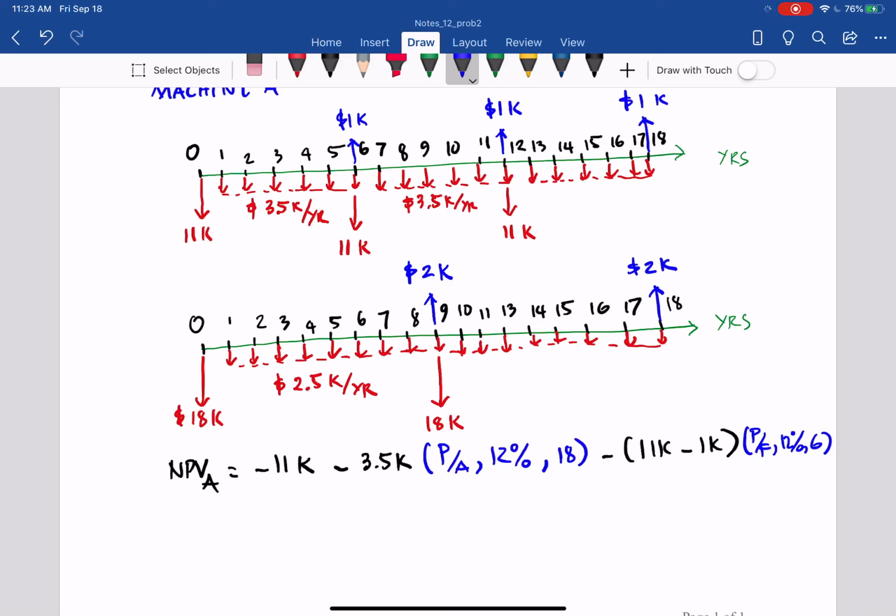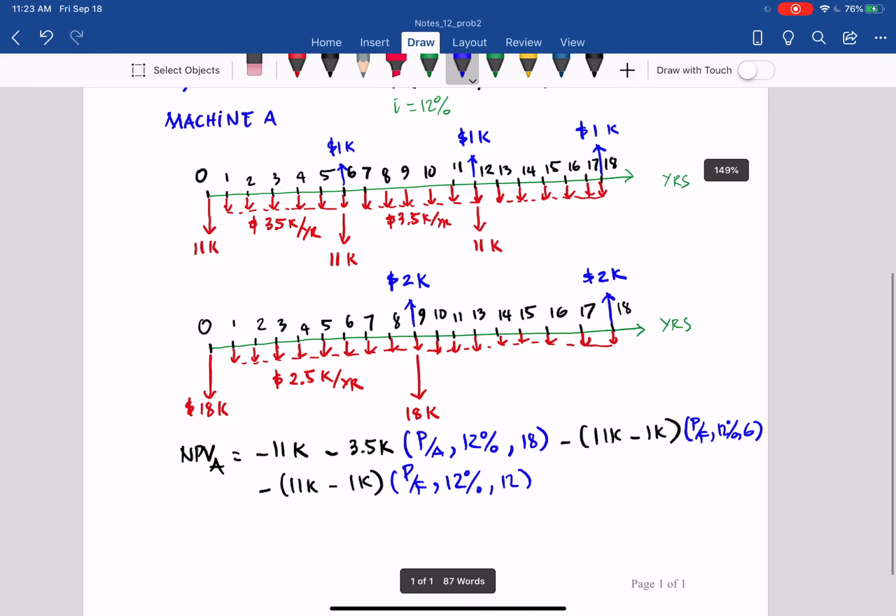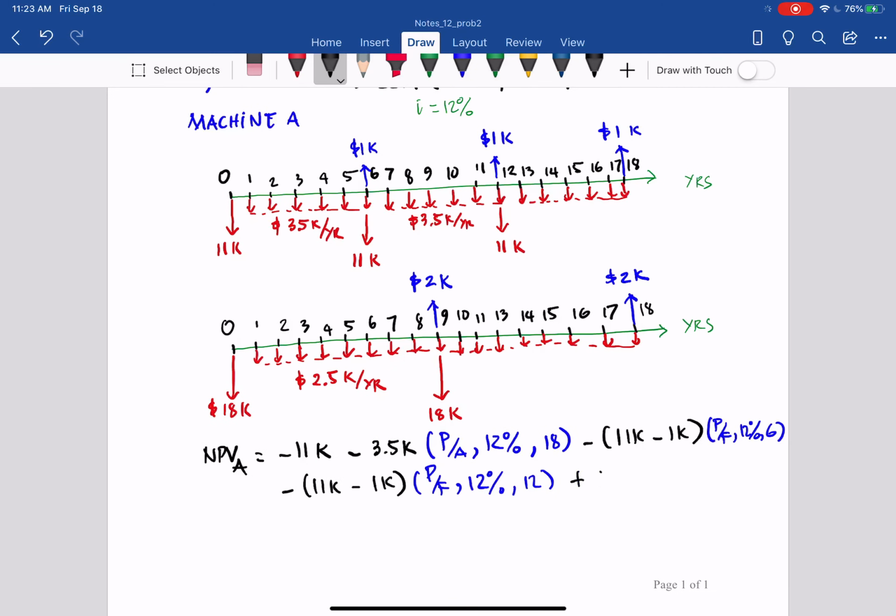Similarly, at year 12, we can also have negative 11,000 minus 1,000 received, and then the factor is P over F, 12%, 12 years. So that is the amount here. And then the last one, at year 18, we have plus 1,000, one single amount at year 18 brought to year 0. So P over F, 12%, 18.